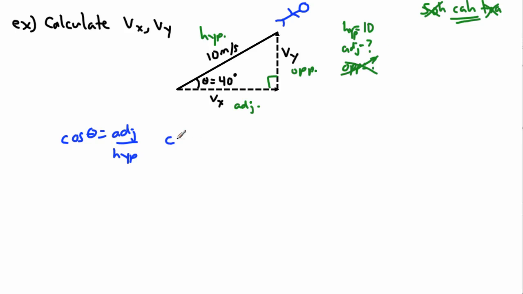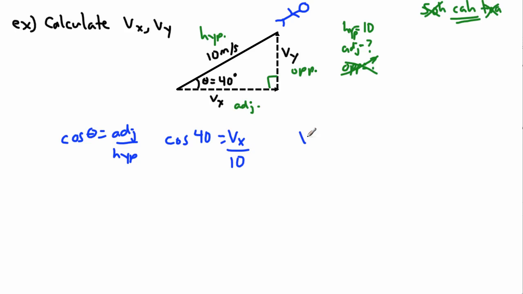Let's fill it out. Cosine of theta is going to be, actually, hold on, I know this value. It's not theta, it's actually 40 degrees. So cosine of 40 degrees is going to be my adjacent, which I don't know, it's just labeled Vx, so I'll call it Vx, divided by the hypotenuse, which is 10.